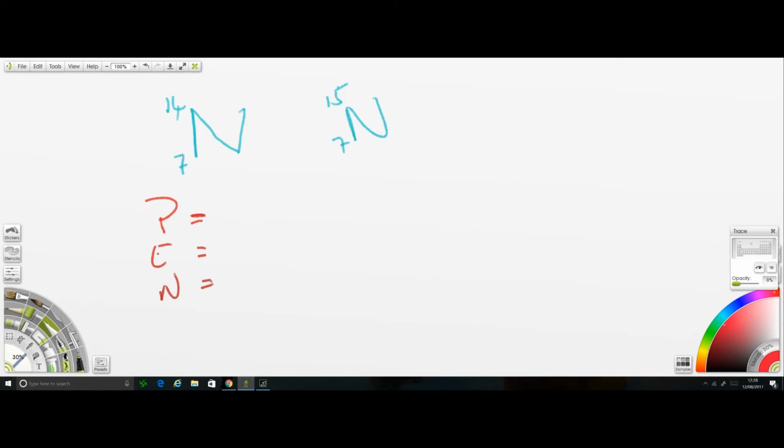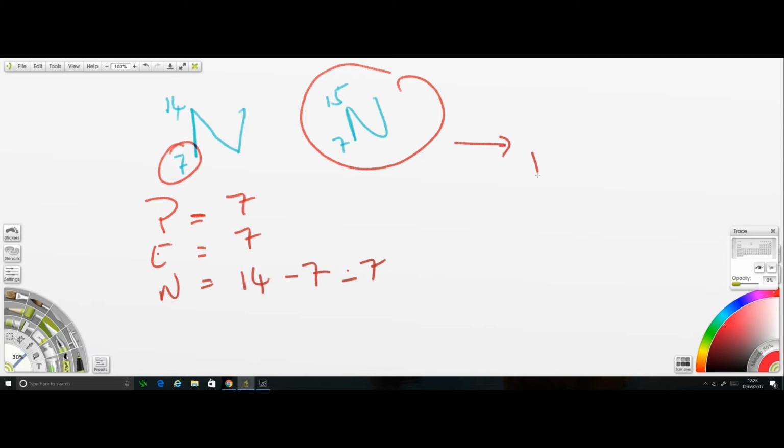So the protons from the bottom number, the electrons is the same as the bottom number, the number of neutrons is 14 take away 7, which is 7. Now let's do the PEN number for this here. We've got PEN: protons, electrons and neutrons. The number of protons from the bottom number is 7. The number of electrons is the same as the number of protons, so it's 7 again. And neutrons is going to be 15 take away 7, which is 8.